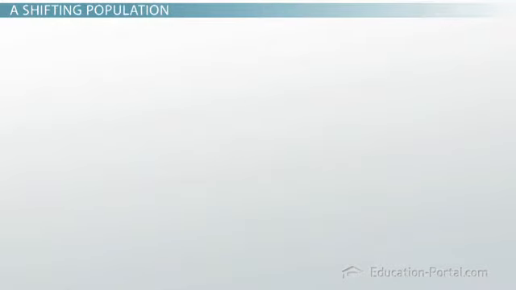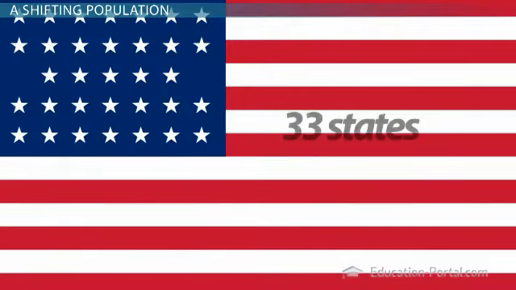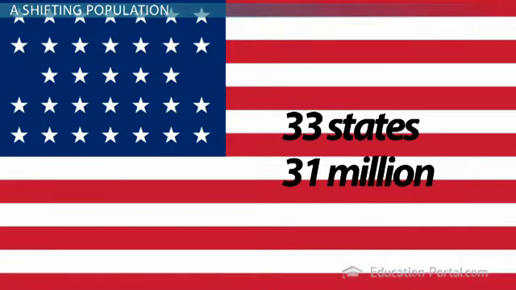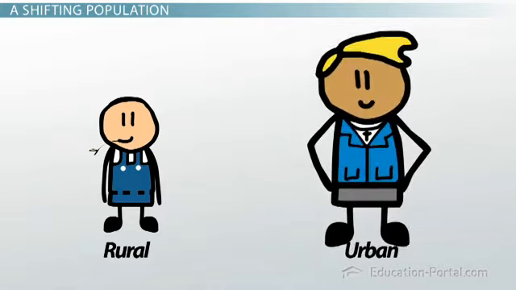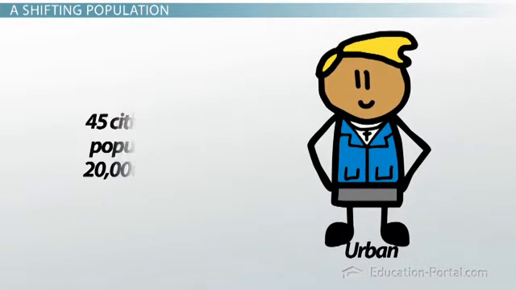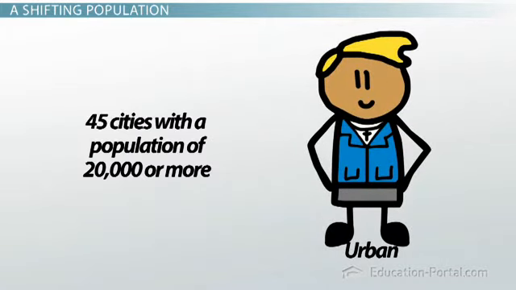By 1860, the U.S. had 33 states and more than 31 million people, making it the 4th most populated nation in the developed world, and half of them were under the age of 30. Although most Americans still lived in rural or semi-rural areas, there was a tremendous increase in urban areas. There were 45 cities with a population of 20,000 or more people. Compare that to just 2 when the nation was born.